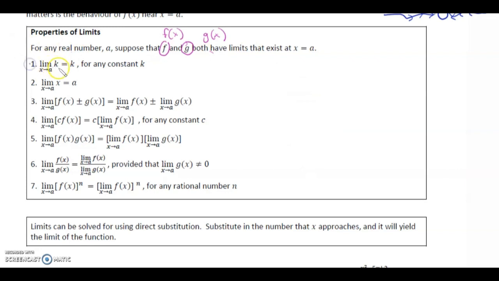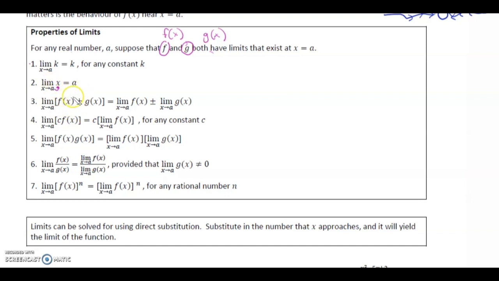So the limit of a constant is that constant. Okay, and these are all quoted as the limit as x approaches a. So as we get closer and closer, our constant is our limit. Now, the limit as x approaches a of x is a. It's kind of like if we subbed in a for x, that's what we'd get.